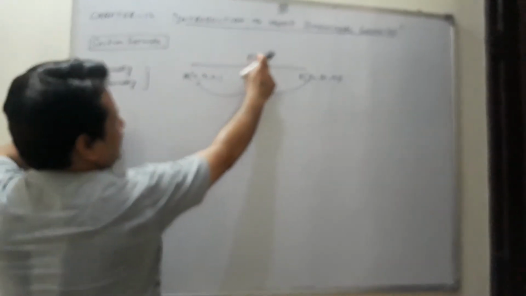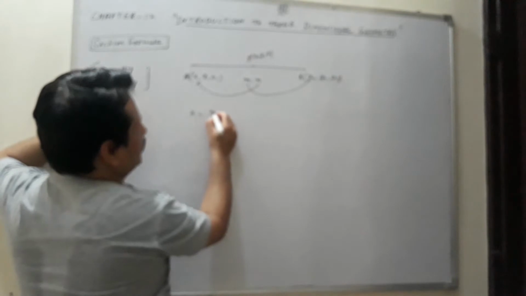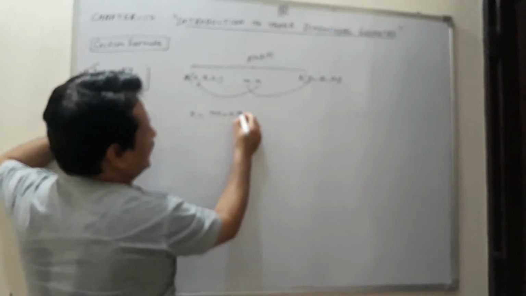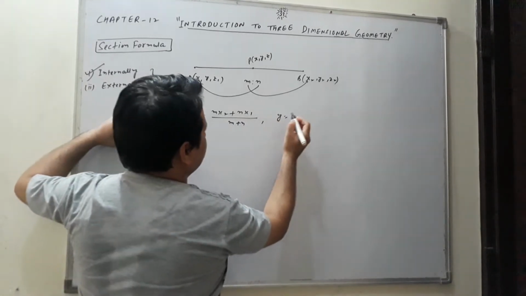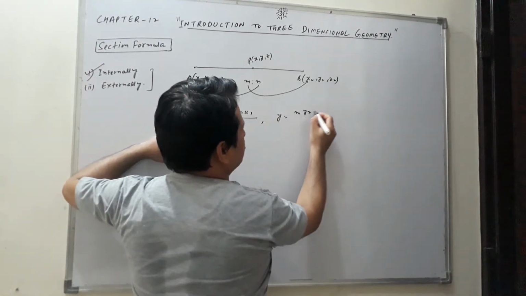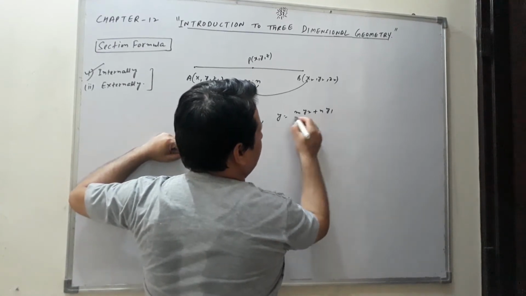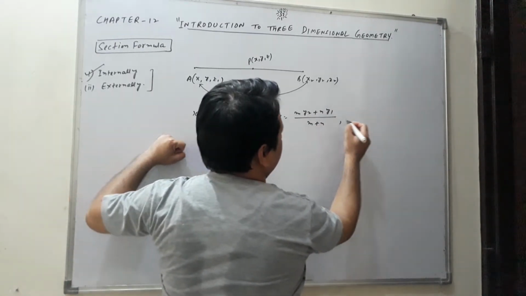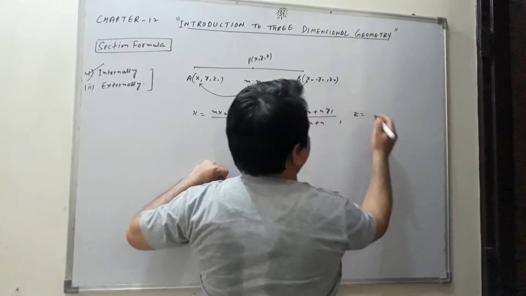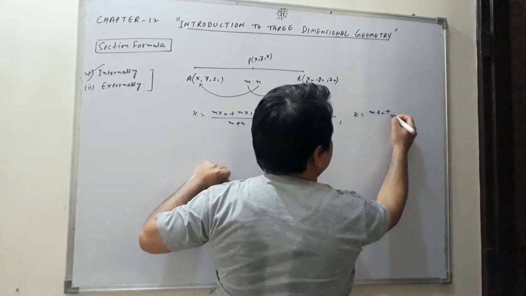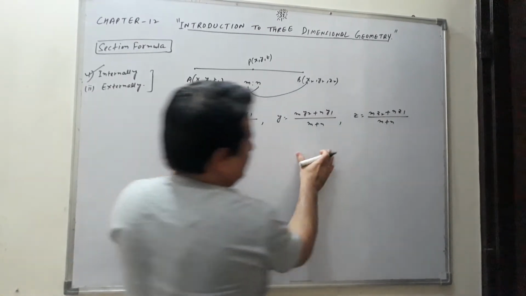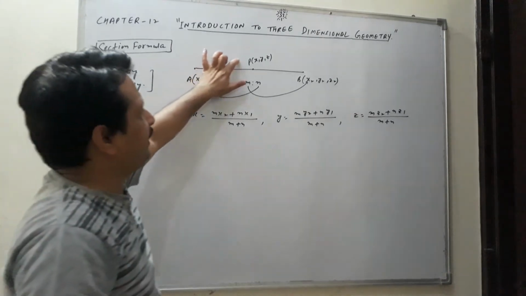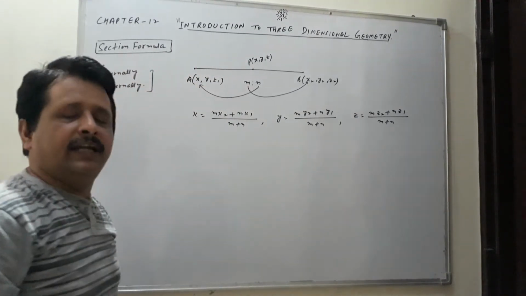So let us see, students, by the section formula, x is equal to m into x2 plus n into x1 upon m plus n, y is equal to m into y2 plus n into y1 upon m plus n, and z is equal to m into z2 plus n into z1 upon m plus n. This is the formula when point P divides the segment internally.